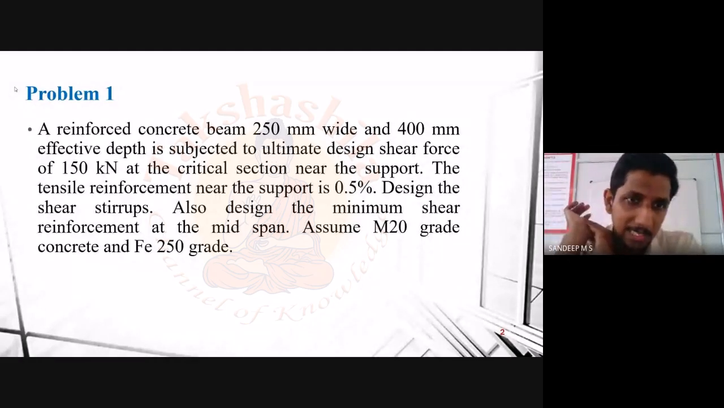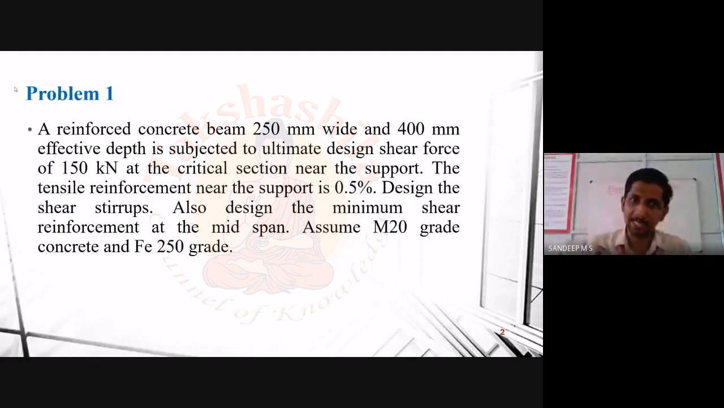The tensile reinforcement near the support is 0.5%. The tensile reinforcement, that is the longitudinal reinforcement in the beam at the considered section, is 0.5%. You are supposed to design the shear stirrups, and also design the minimum shear reinforcement at the midspan, assuming M20 grade concrete and Fe 250 grade steel.